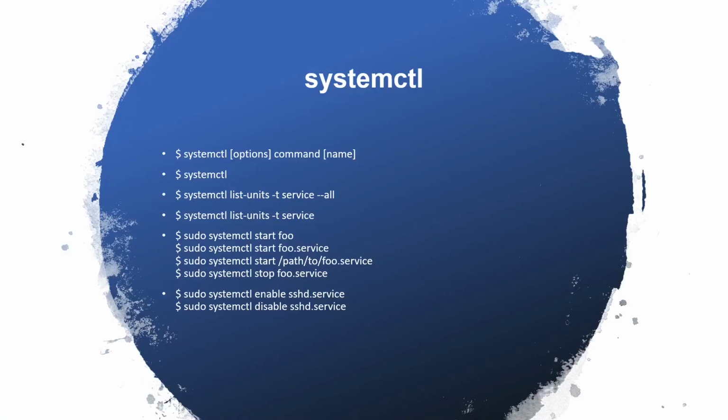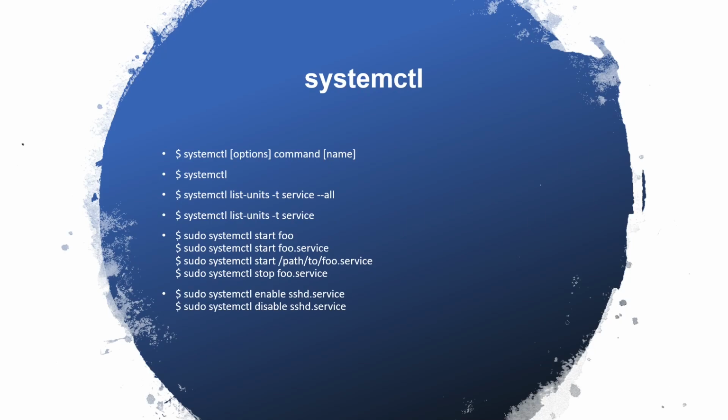Systemctl is the main utility for managing services. Its basic syntax is systemctl [options] command [name]. Below you can see some examples of how you can use systemctl, shown on the screen. To show the status of everything that systemd controls, you run systemctl. To show all available services, you do systemctl list-units -t service --all. To show only active services, you do systemctl list-units -t service.